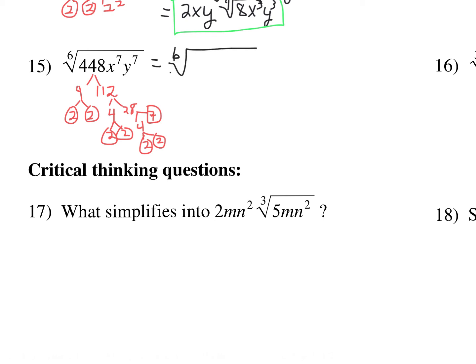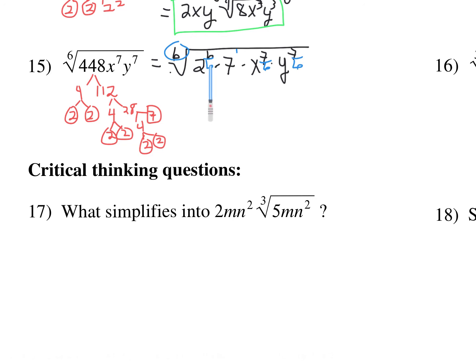I write everything exponentially. So I have 1, 2, 3, 4, 5, 6 2s. So 2 to the 6th times a single 7, and then x to the 7th, and y to the 7th. So here's my index. I'm going to divide that by 6. The 7 cannot get divided by 6 because its exponent is 1. 6 can't go into 1. But x to the 7th, that can be divided by 6, and so can y to the 7th.